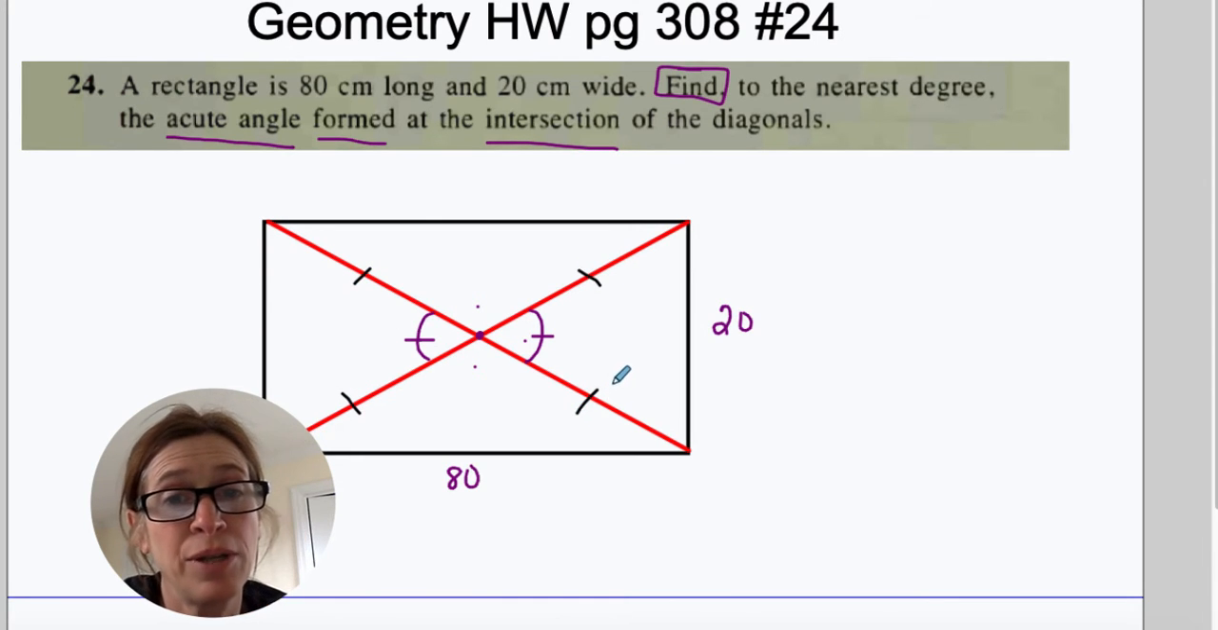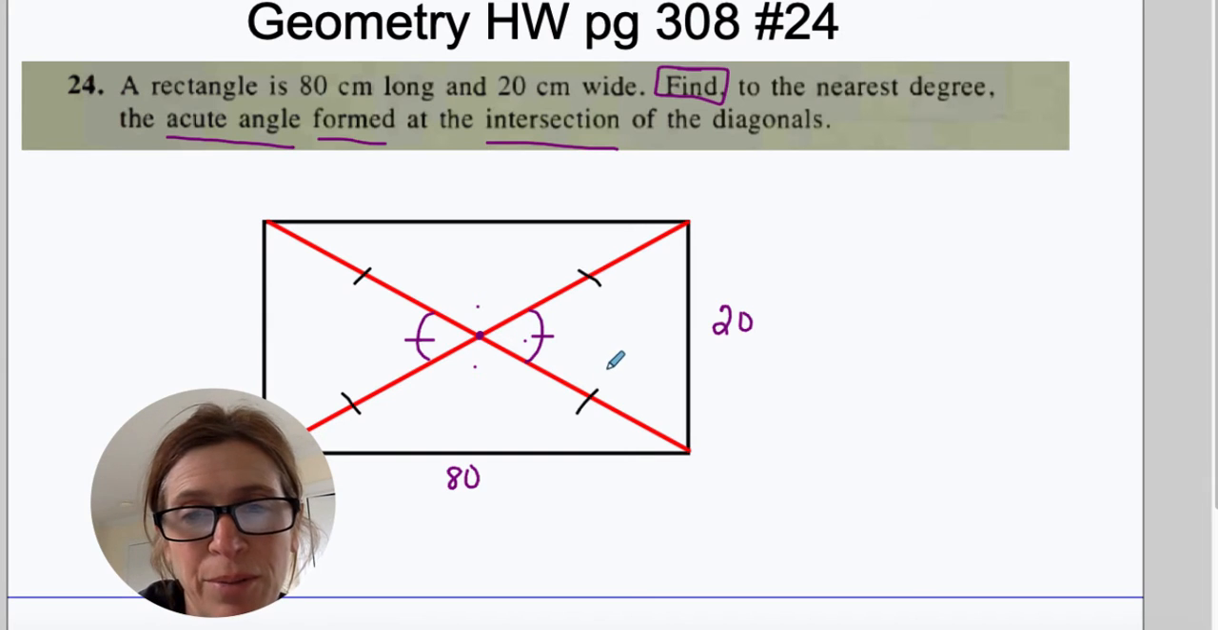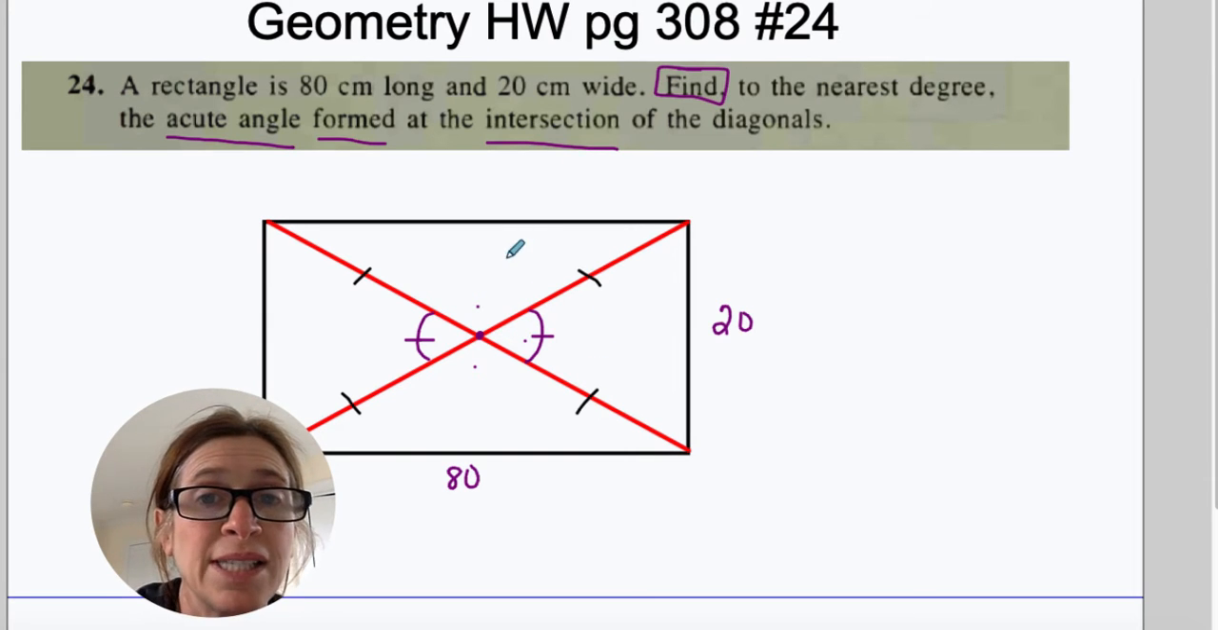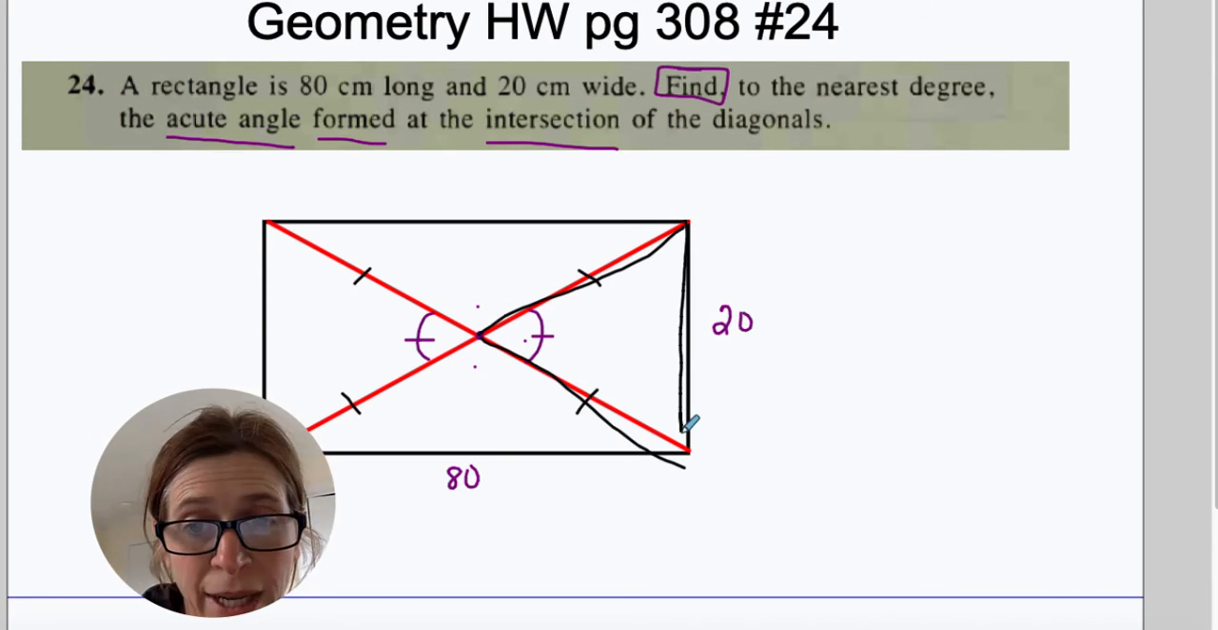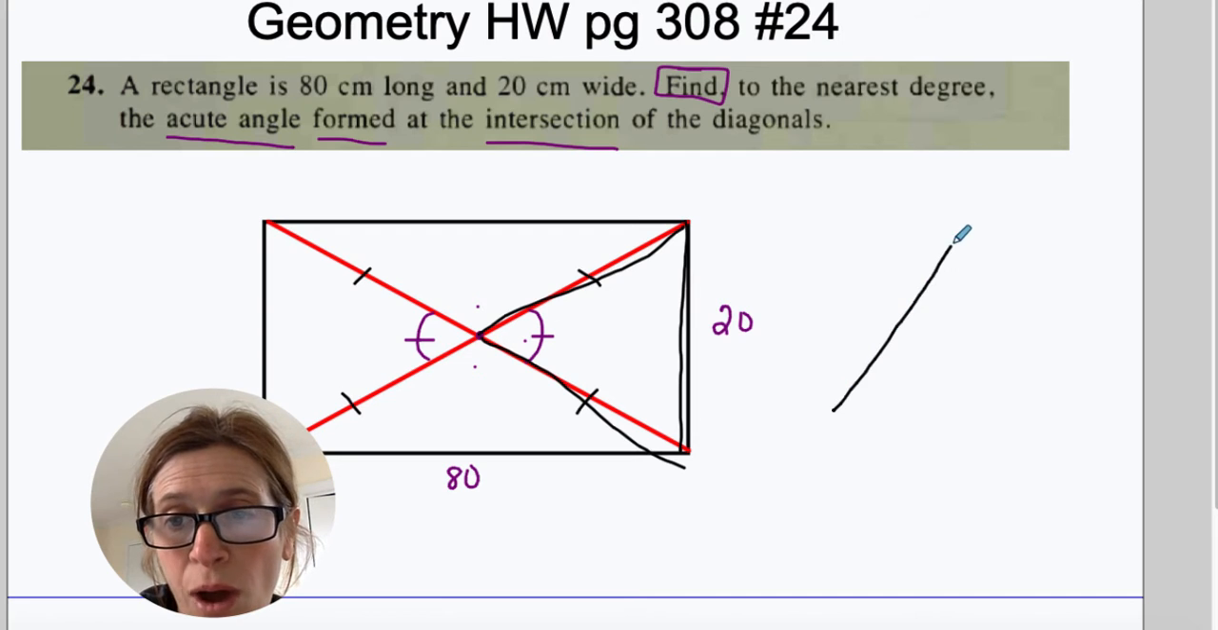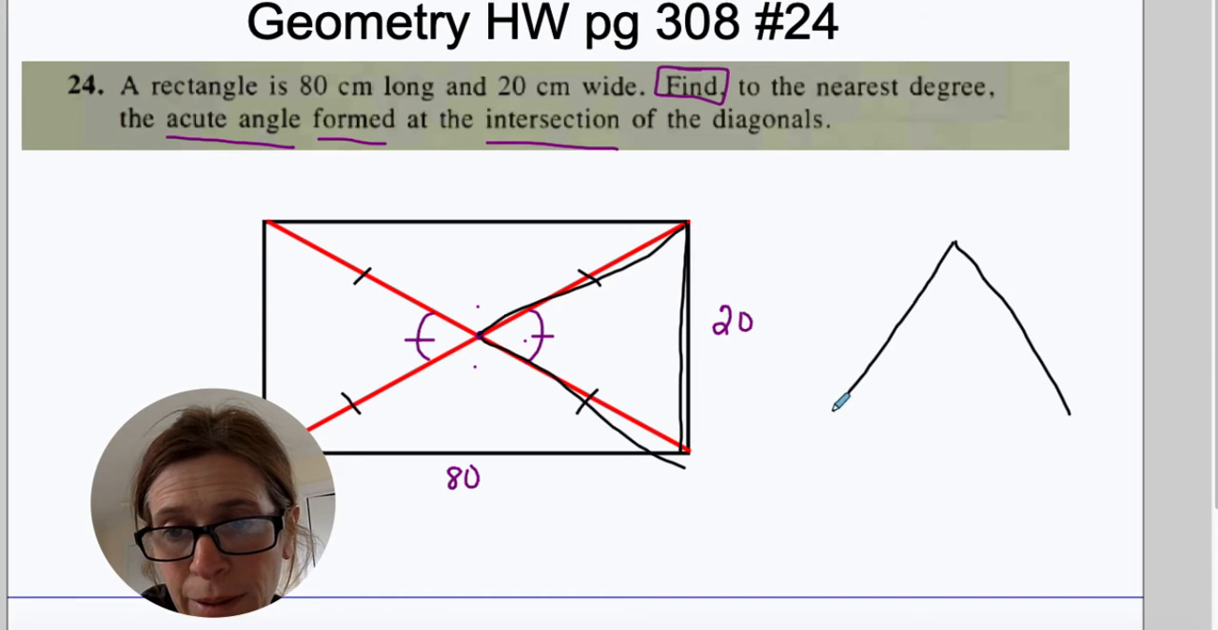Okay, so now I drew it the long way. If I drew it the other way, it would have been a little bit easier to see, but you can see you have a triangle here that's isosceles with a base of 20. So I'm actually going to redraw it straight up. It has a base of 20, and this is the angle I'm looking for.